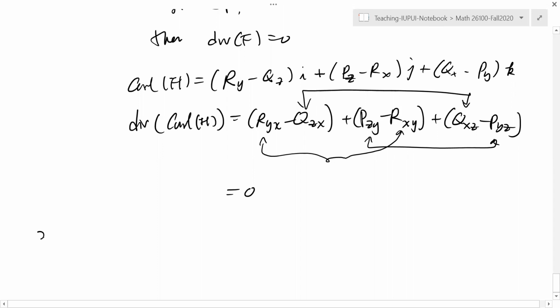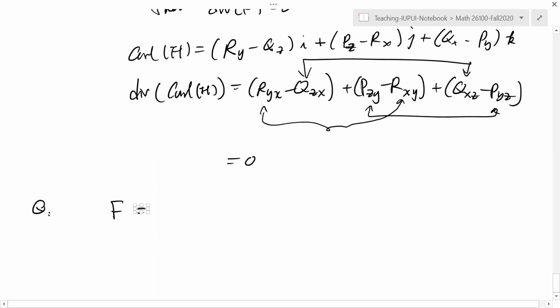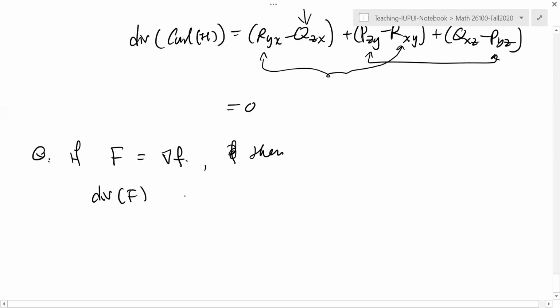So now let's look at another. What happens? The vector field is going to be the gradient of F. Then the divergence of F is going to be, because this is Fx, Fy, Fz, when you differentiate, you get Fxx, Fyy, Fzz. And this is denoted by the Laplacian of F.